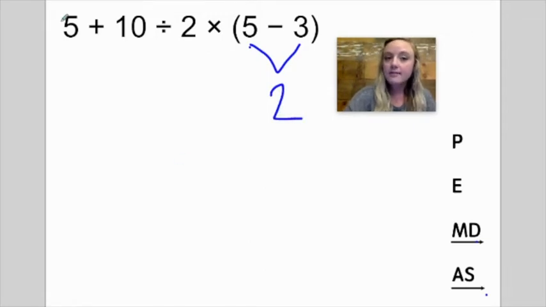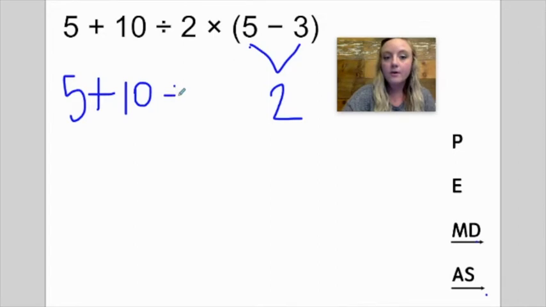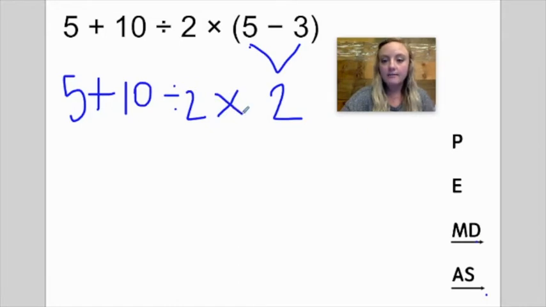What we should do next is let's go ahead and rewrite everything we see here to make sure that we don't forget anything as we continue to work. It helps us stay organized. So 5 plus 10 divided by 2 times the answer we just got. So I'm done with all of my grouping symbols. Next comes exponents. This problem doesn't have any, so I don't have to do that step if there's not one there. Next, I have multiplication and division.